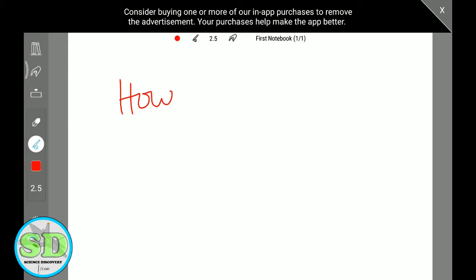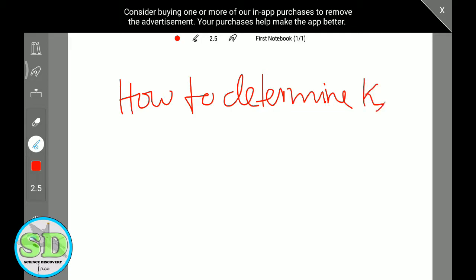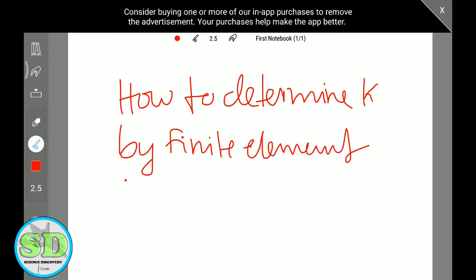How to determine stiffness K. Stiffness K by finite element method.